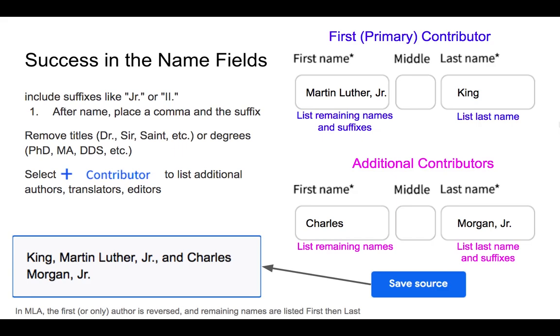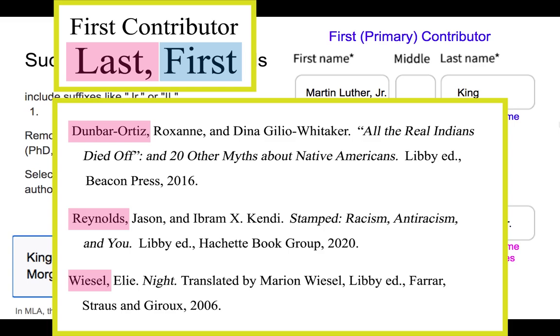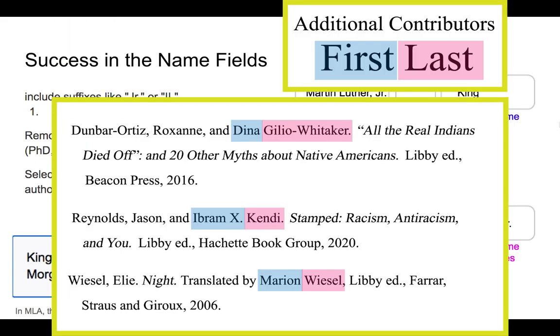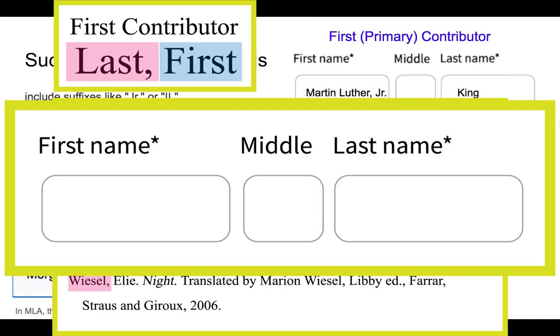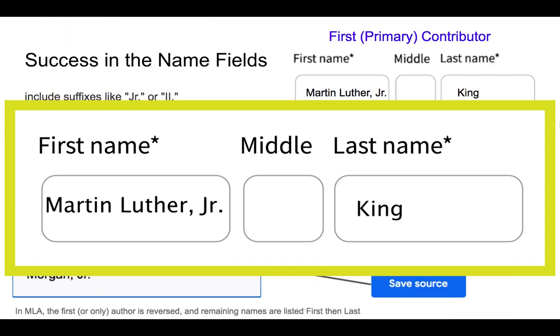or the second. MLA places the first author or contributor in reverse order, so last name, comma, first name. Every additional author, editor, translator, etc. is going to be written forward, first name and then last name. In order to get the Google Citations tool to accurately reflect this, you always start by pulling the last name into the last name field. For the primary contributor, put every remaining name, including suffixes if they have them, in the first name field.